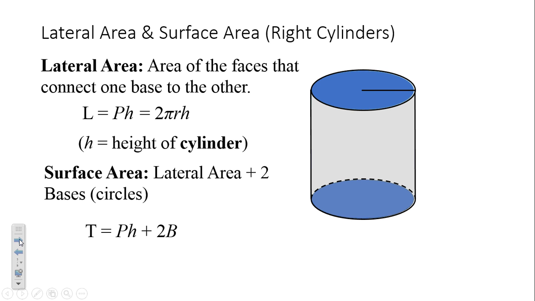So that translates into 2 pi r h plus 2 pi r squared. So write it down: 2 pi r h plus 2 pi r squared.